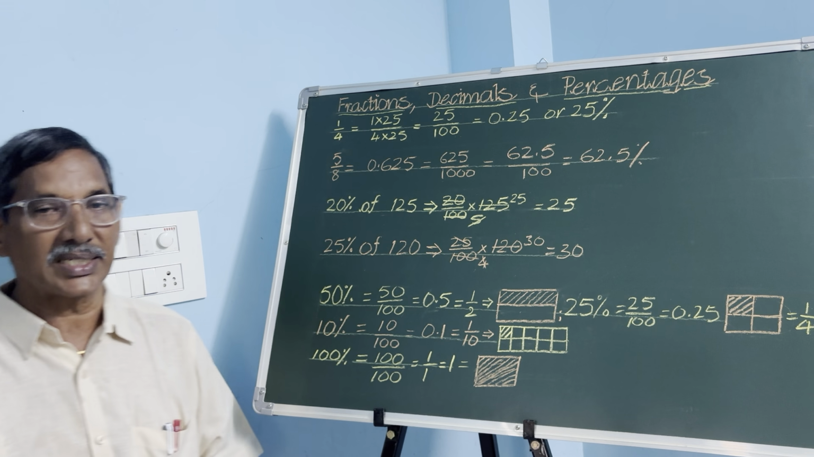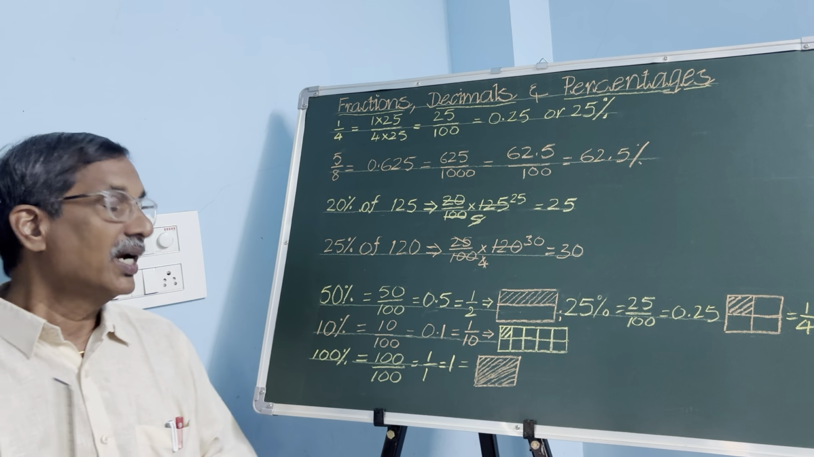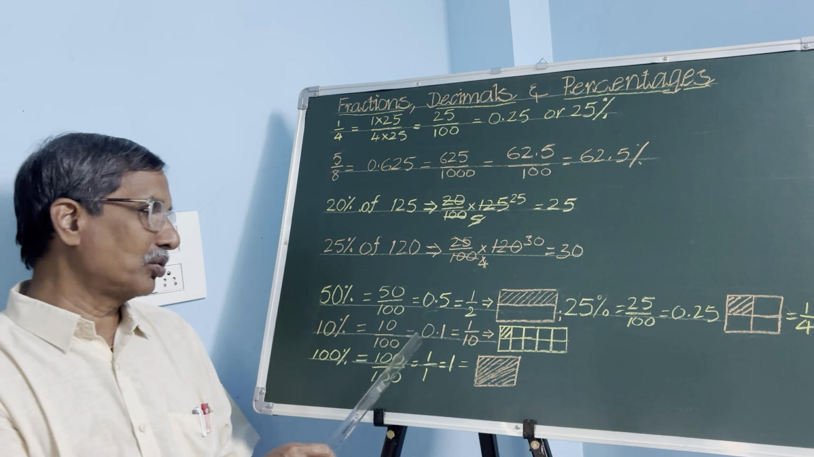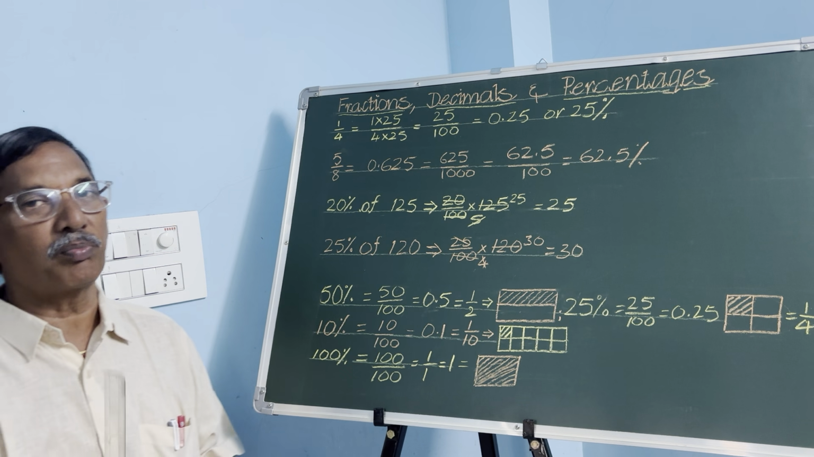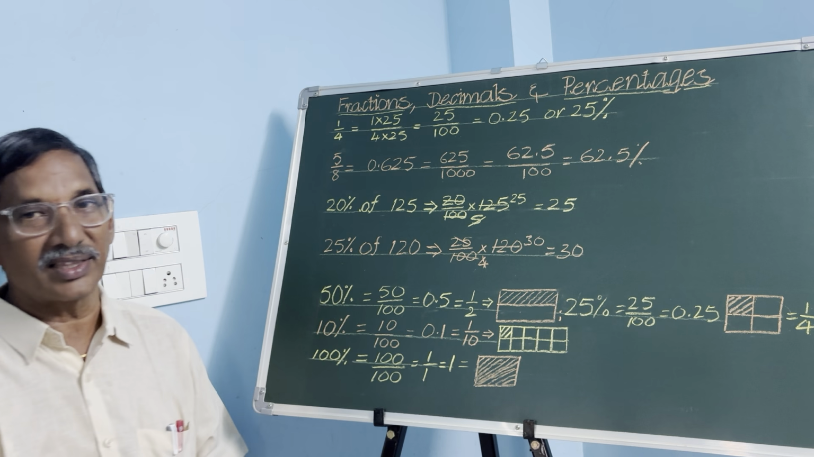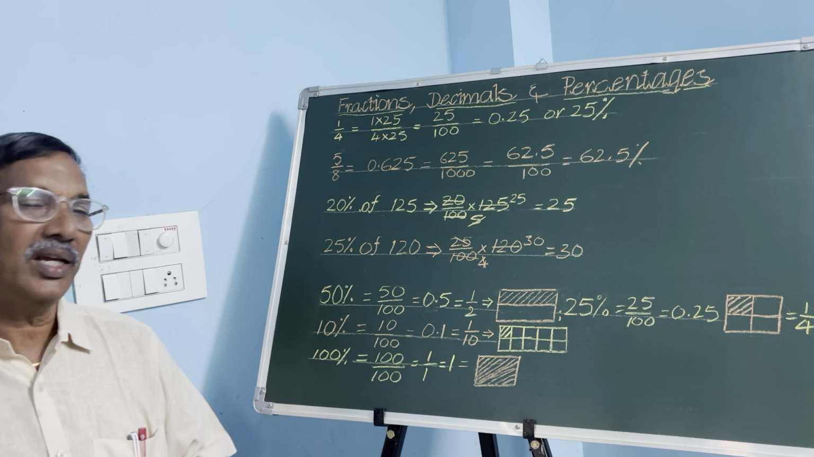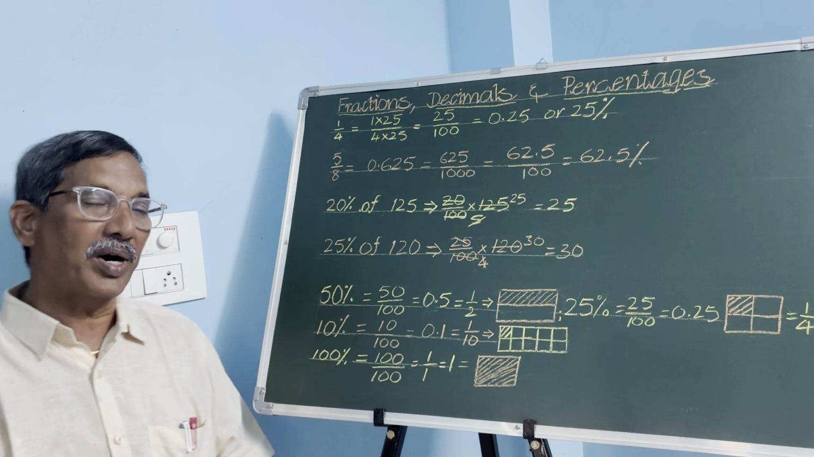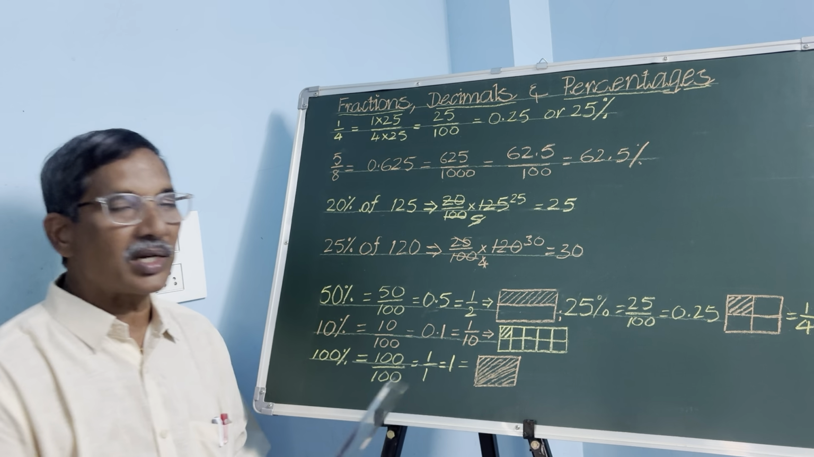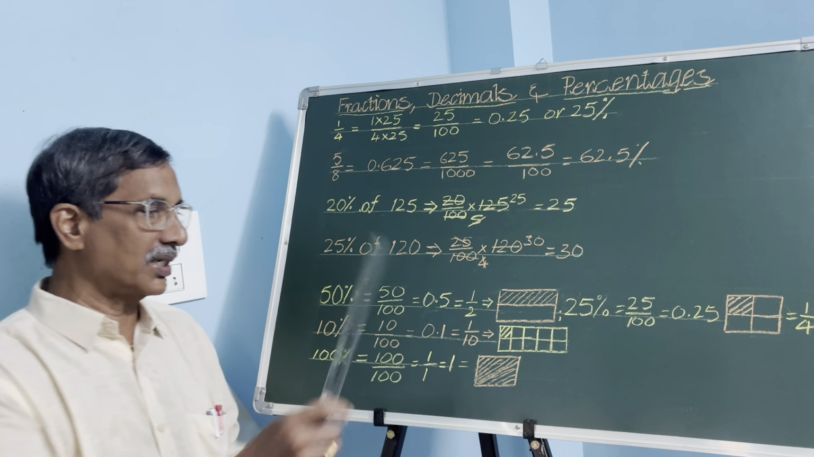Coming to 10%. 10% is the same as 10 over 100 or 10 hundredths. It is equal to 0.1. We know that 0.1 is the same as 1/10. So the whole is divided into 10 parts here, and we have taken one part. One part is shaded, and 1 over 10 means one part of the 10 whole parts. This can be represented like this.